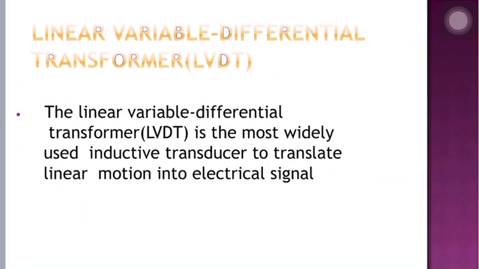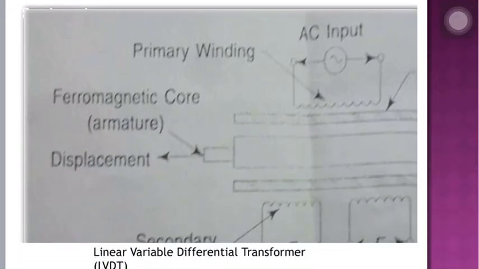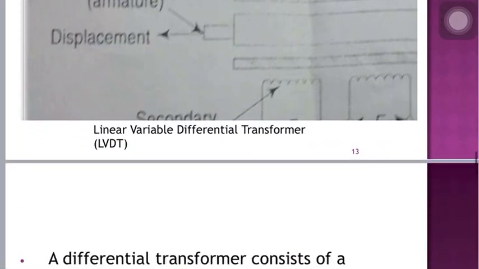And coming to the linear variable differential transformer, LVDT, it is the most widely used inductive transducer to translate linear motion into an electrical signal. Coming to the construction, it consists of a primary winding and two secondary windings. And it consists of an armature, that is a ferromagnetic core, and the displacement, and we are giving some AC input.